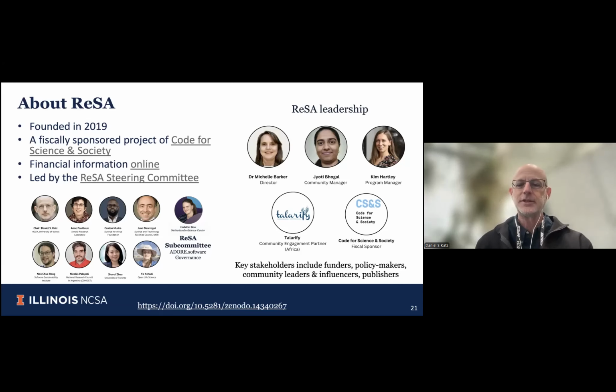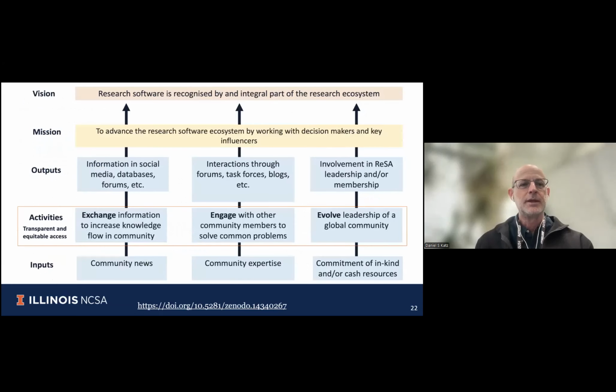We consider our stakeholders to be funders, policymakers, leaders, influencers, and publishers, and we really feel that our job is to work with these stakeholders, and they then work with larger communities. We do not necessarily try to work with the large community directly. What we do is work towards our vision of research software being recognized by and an integral part of the research ecosystem. Again, we want to do that by working with decision makers and key influencers.